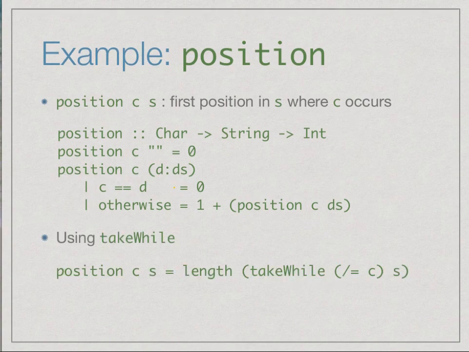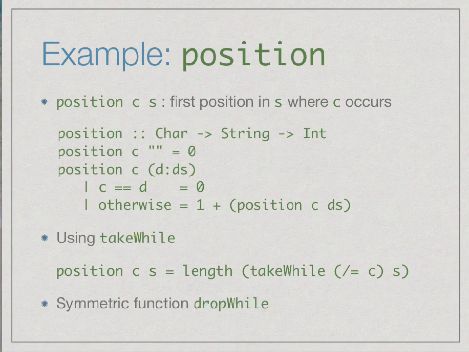So if we use takeWhile, we can write the same function in a very succinct way. What we check is, what is the first character in s which is not equal to c? So if all the characters in s are not equal to c, then this will give us the entire string back. Otherwise, it will give us the characters before the first c, and that is precisely the position of the first c. So position of c is just takeWhile not equal to c of s, and then take the length of the resulting list.